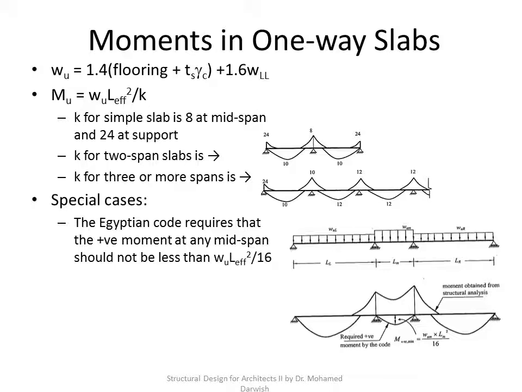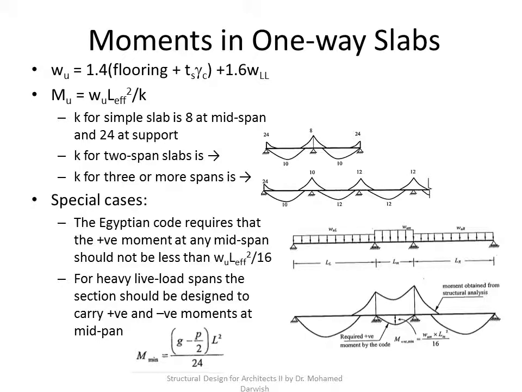In special cases, the Egyptian code requires additional consideration if the spans are significantly changing, because you may have a midspan which is very small. Then you should provide upper and lower reinforcement, because in some cases it will have maximum positive moment, and in other cases maximum negative moment, so you should account for both. And of course, in case of heavy loading, you should also consider this issue.